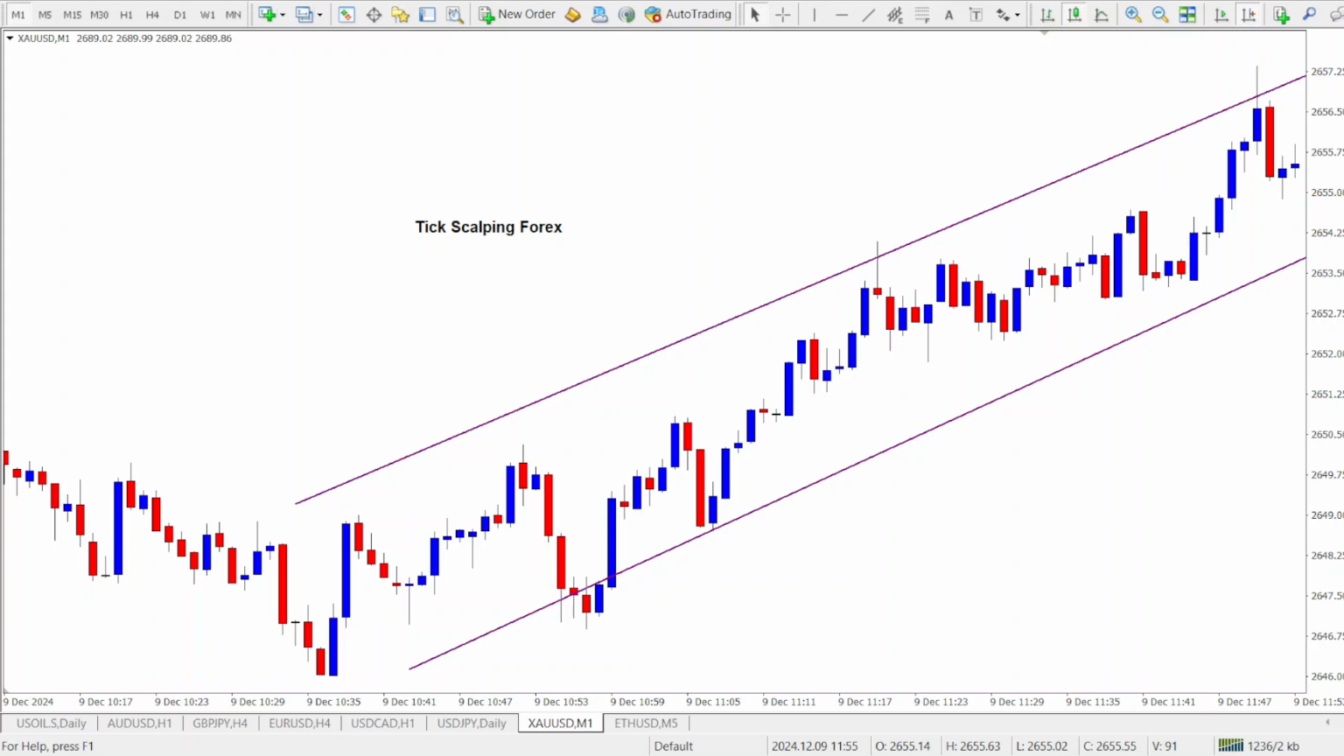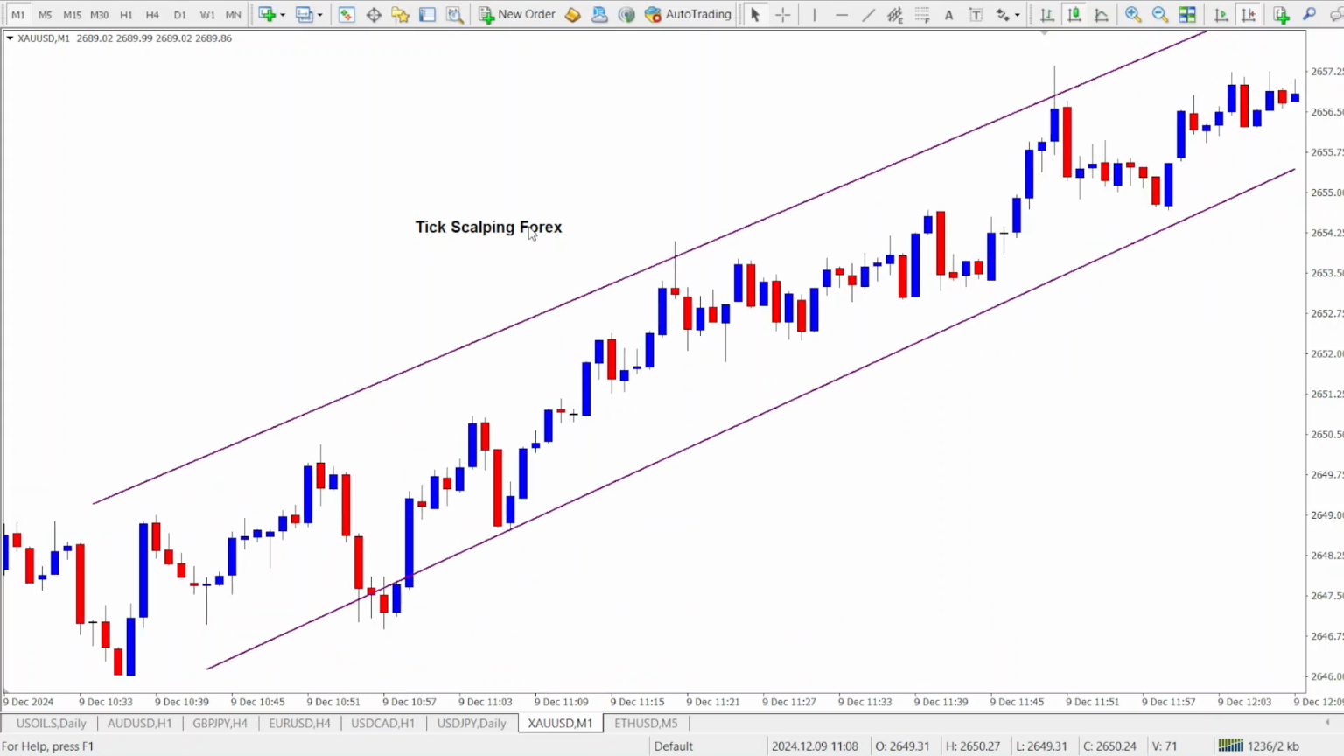Tick scalping requires precision, and that means having the right setup. Here are a few must-haves. Now, it's very important to have a reliable broker. You need a broker with low spreads and fast execution speeds. Even a slight delay can impact your results.